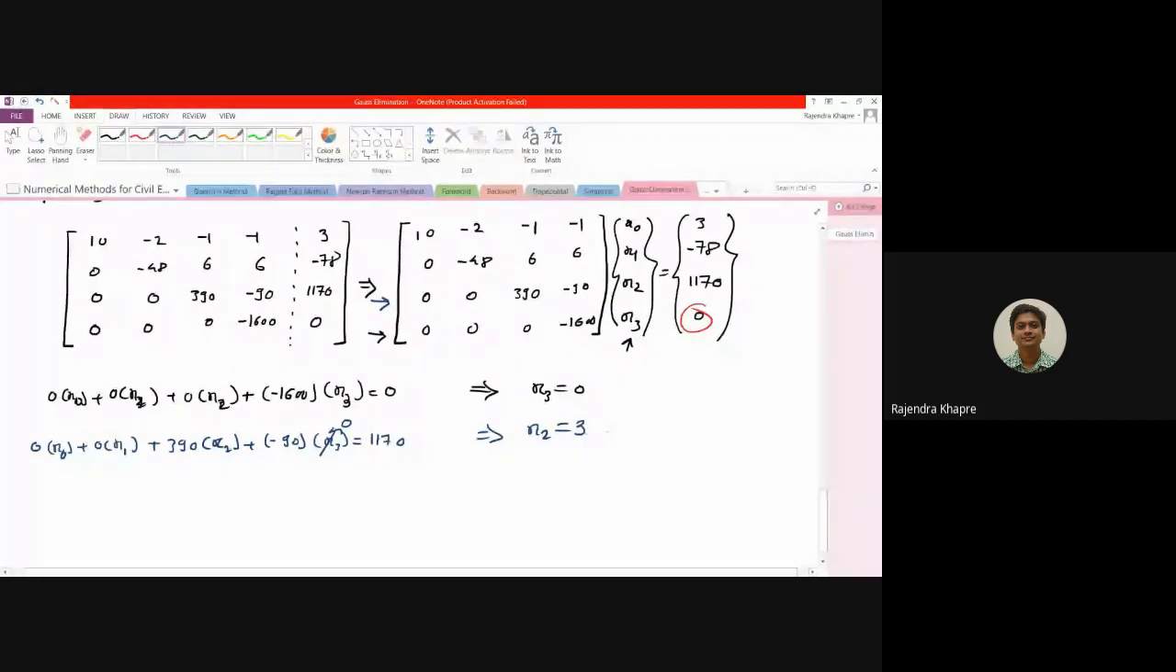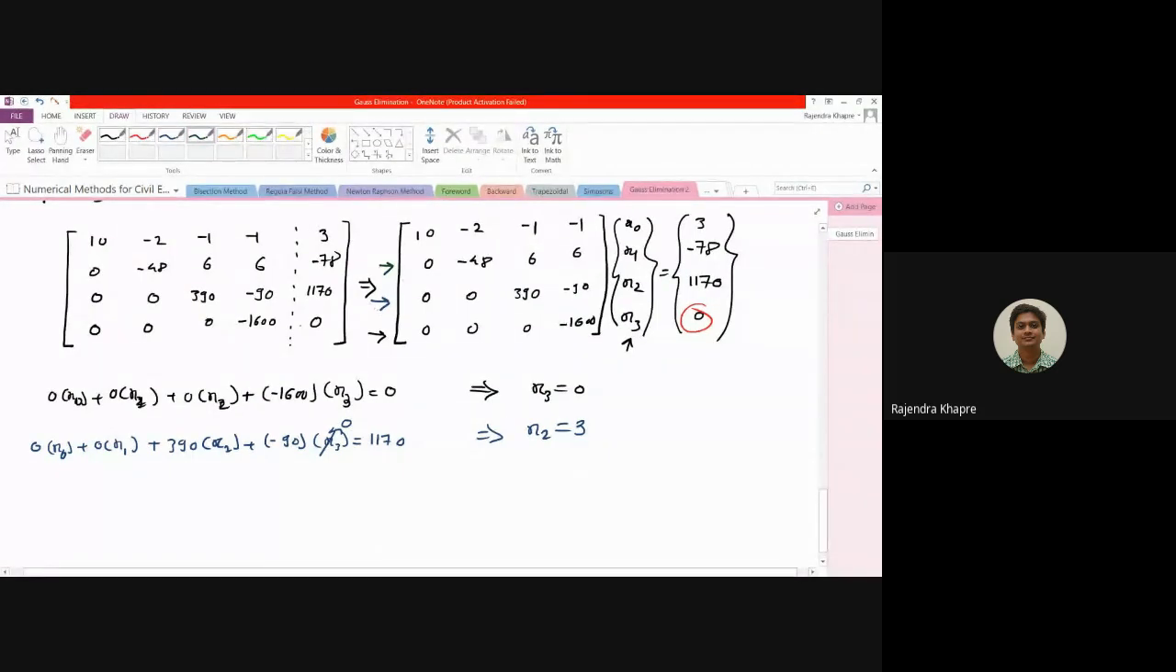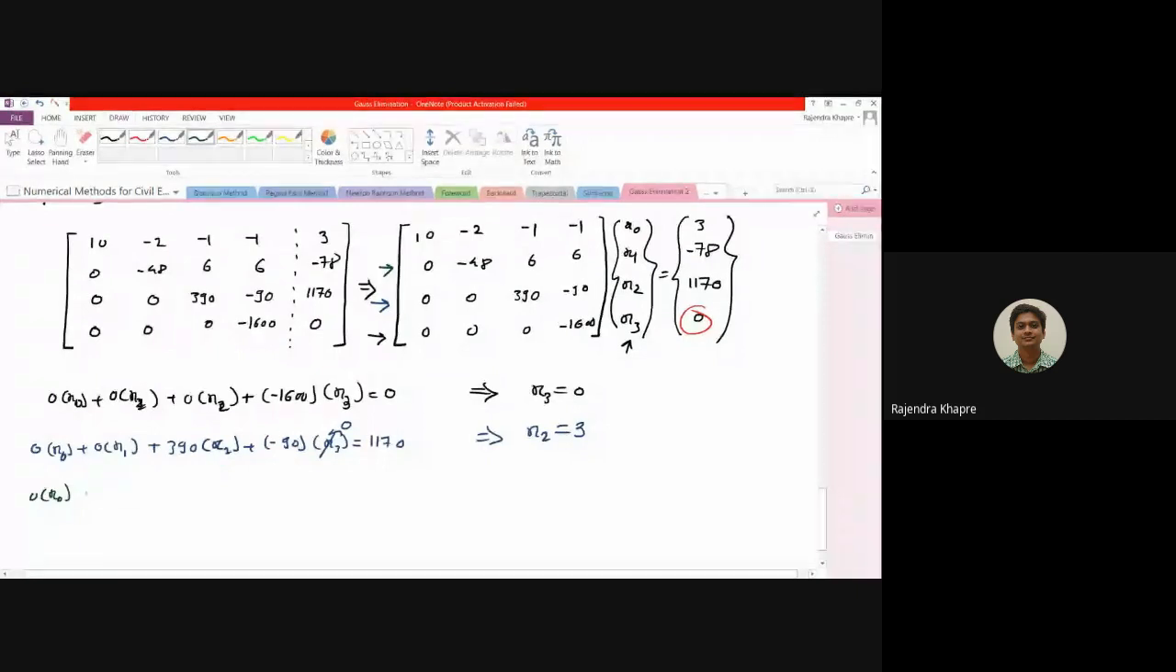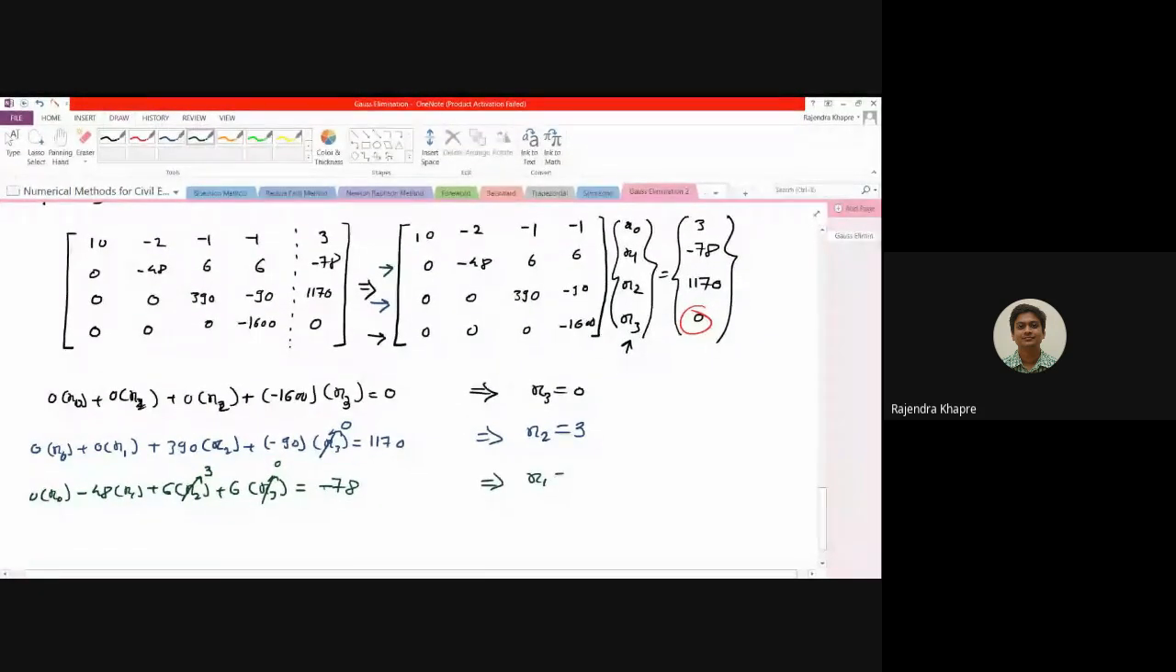So this is exactly 3. Okay, so now let us operate on the second last row. Sorry, the second row in the reverse order. So if you go for the operation of this, this will be 0 times x0 minus 48 times x1 plus 6 times x2 plus 6 times x3 equals minus 78, out of which x3 you have already calculated as 0, and x2 you have just now calculated as 3. So if you solve this, you should get the value of x1.